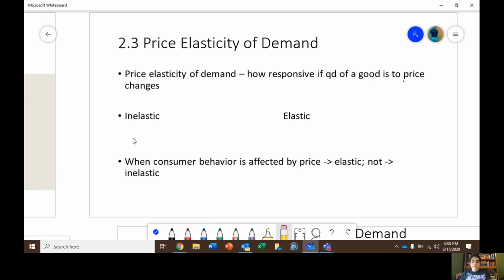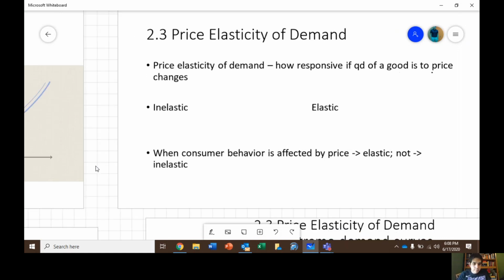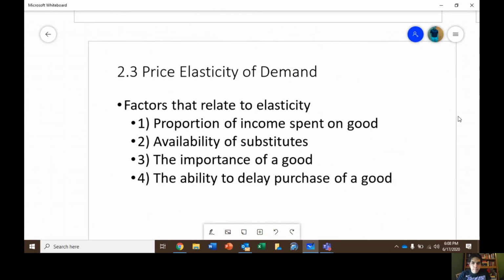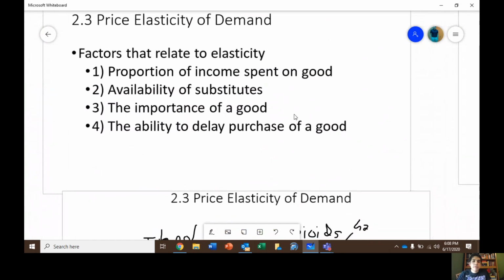So now let's look at forces of elasticity, factors that contribute to elasticity. So the proportion of income spent on the good, availability of substitutes, the importance of a good, and the ability to delay purchase of a good. So this is kind of where the tolerance and addiction concepts that we discussed come into play, right? So if opioids are very addictive, right? And so the price of opioids, and when I talk about the market for opioids, I'm also talking about the illegal market for opioids as well.